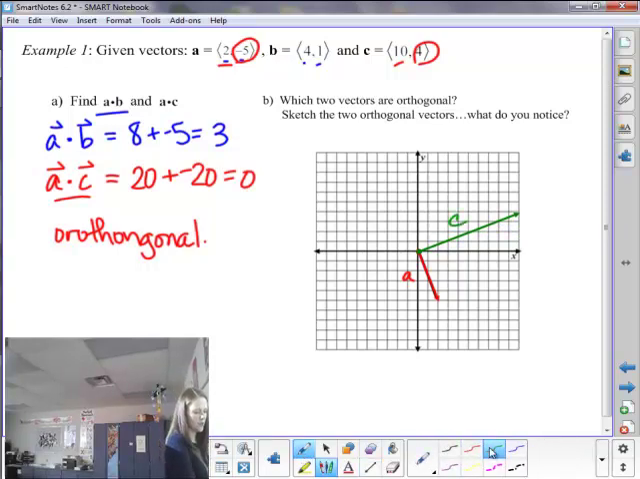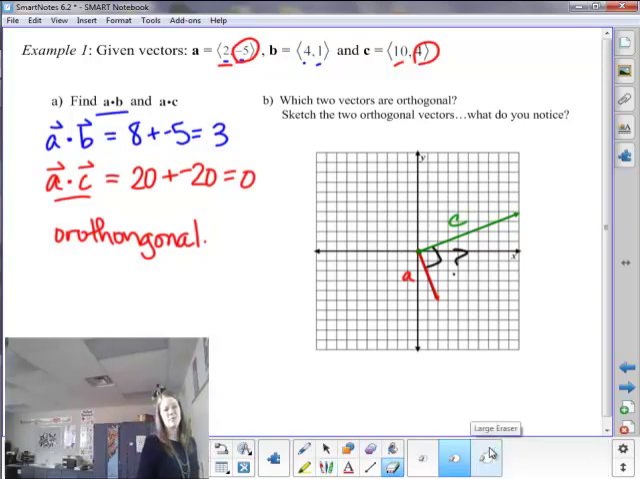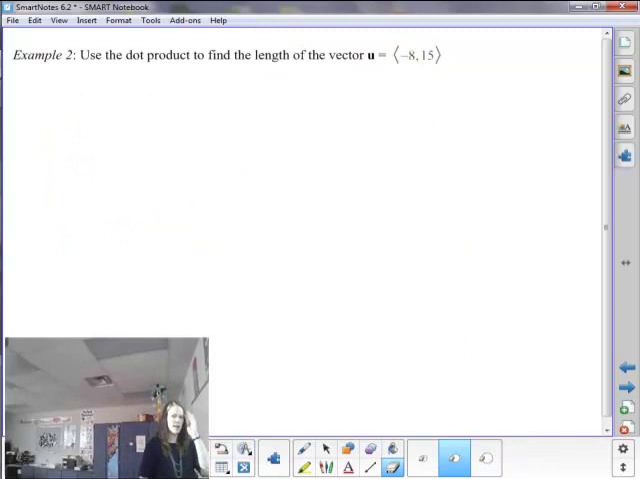Okay, what does it look like is happening? Well, it kind of looks like those two vectors are perpendicular. Well, that brings up the point. It'd be awfully nice to be able to find an angle between two vectors rather quickly. We'll come back to that in just a moment. In the meantime, let's talk about that other property that's at the beginning of your page, and we're going to use the dot product to find length.